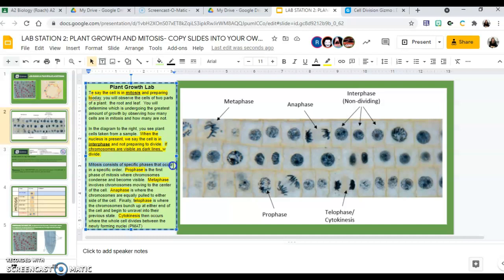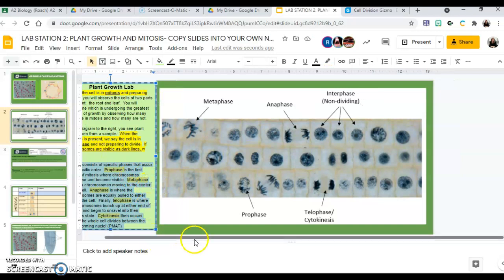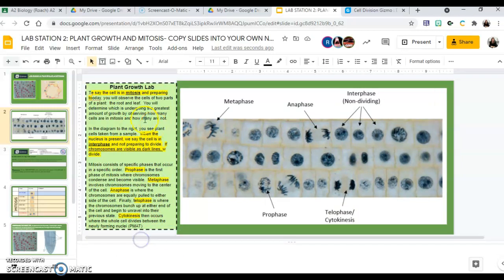Mitosis consists of specific phases that occur in specific order. Prophase is the first phase of mitosis where chromosomes condense and become visible. Metaphase involves chromosomes moving to the center of the cell. Anaphase is where the chromosomes are equally pulled to either side of the cell. Finally, telophase is where the chromosomes bunch up at either end of the cell and begin to unravel into their previous state. Cytokinesis then occurs where the whole cell divides between the newly formed nuclei. We also call this PMAT for prophase, metaphase, anaphase, and telophase.